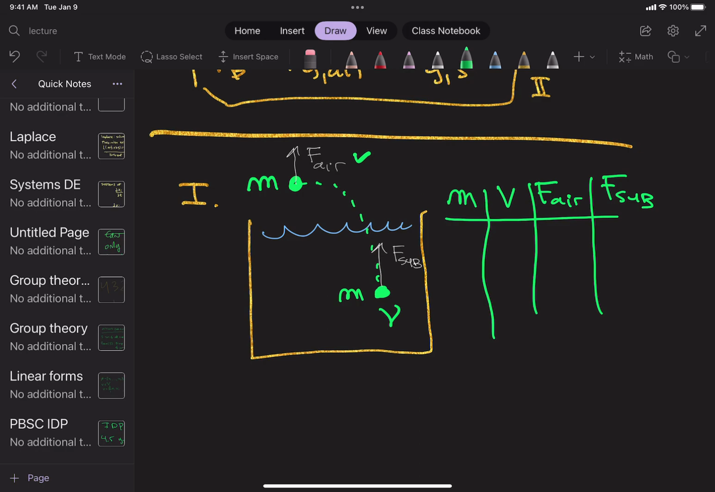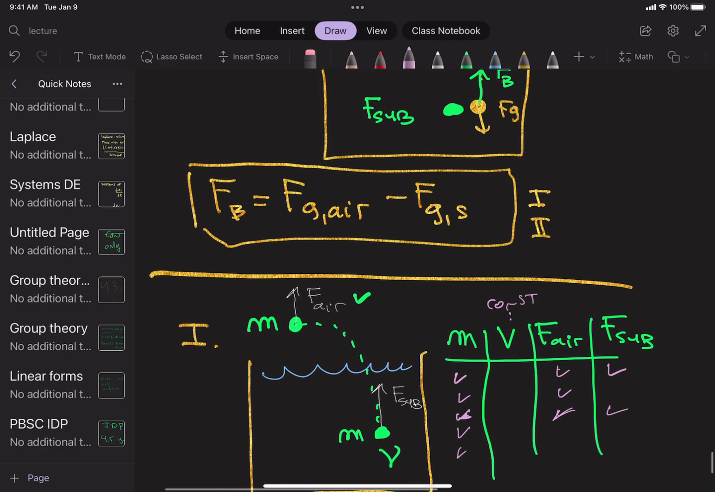And so for part 1, you're going to keep the volume constant. What you'll do is change the masses, and for each mass, you're going to record the corresponding weight in air and the weight submerged. From there, you'll be able to use this equation to calculate the buoyant force.